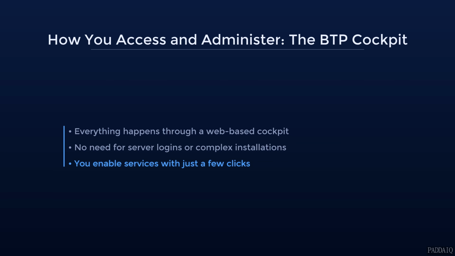You enable services with just a few clicks. This means you can activate SAP BTP tools directly in the cockpit without complex setup. For example, quickly turn on the SAP HANA Cloud service to start building a database. It's that straightforward to get your solutions up and running.